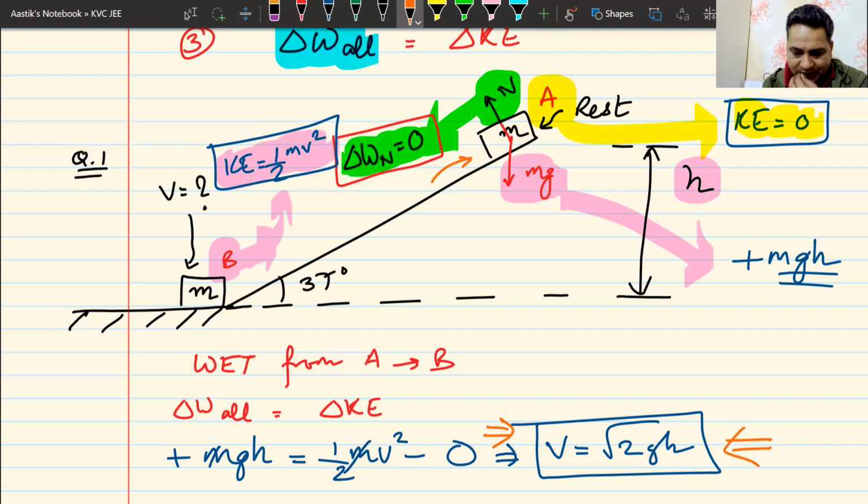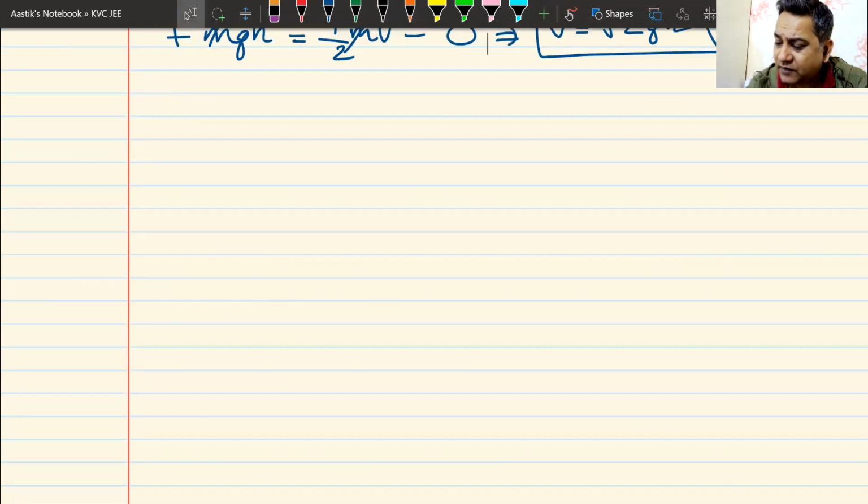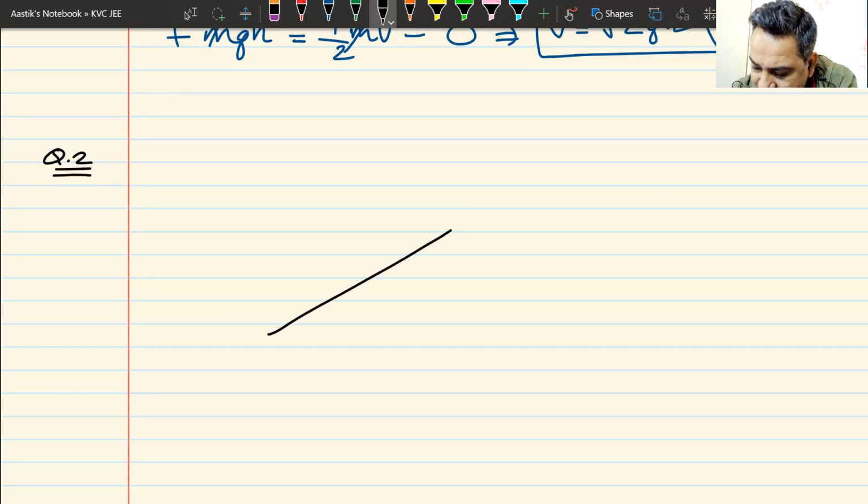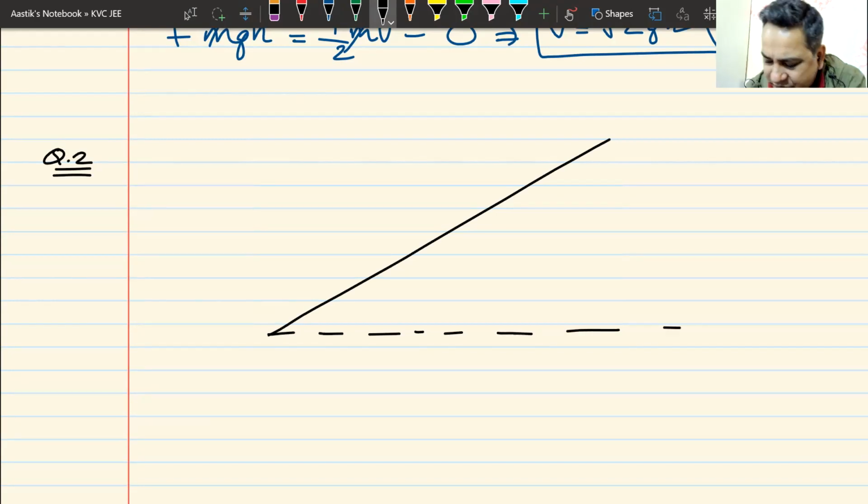Now let us make this question somewhat different. By making it different, I'm just changing the scenario and bringing some other force into the picture. That should not make much of a difference to the entire question. So now I put the question like this. Question number 2. Similar question, just put in a different way. You don't have to worry much about it.